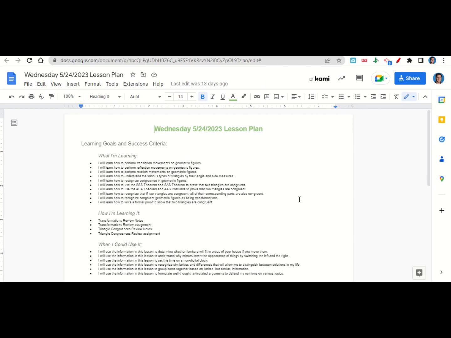To determine whether furniture will fit in areas of your house if you move them, to understand why mirrors invert the appearance of things by switching the left and the right, to set the time on a non-digital clock, to recognize similarities and differences that will allow you to distinguish between solutions in your life, to group items together based on limited but similar information, and to formulate well-thought, articulated arguments to defend your opinions on various topics.